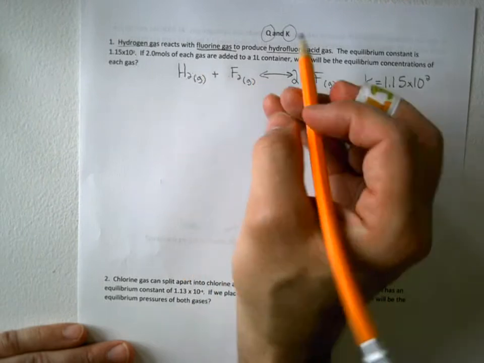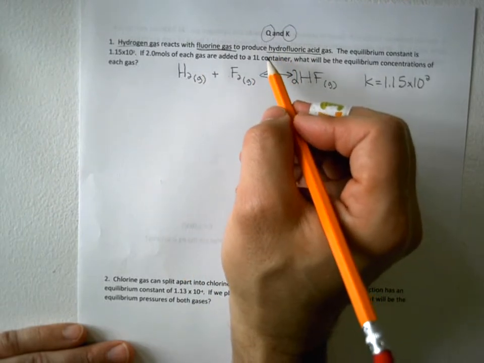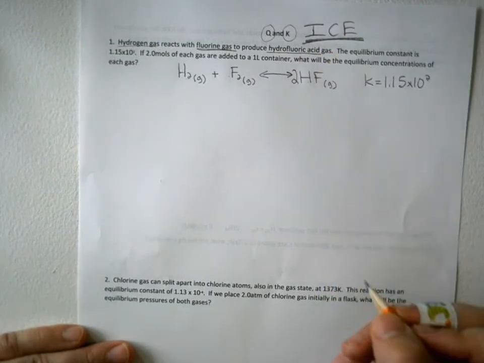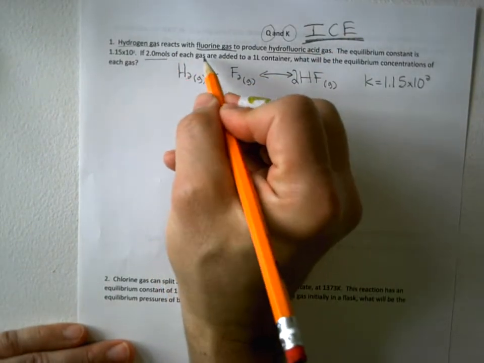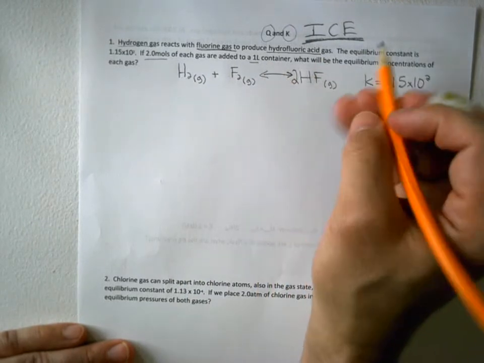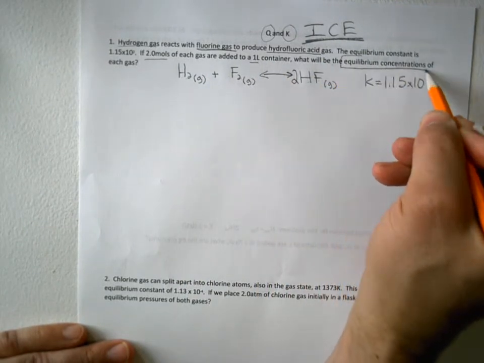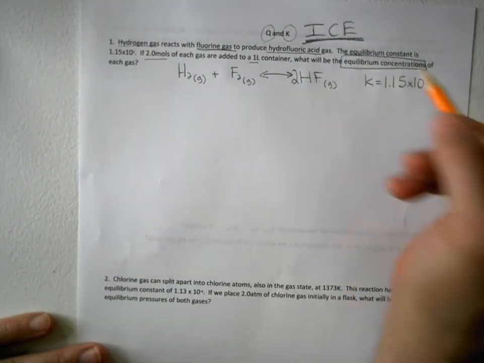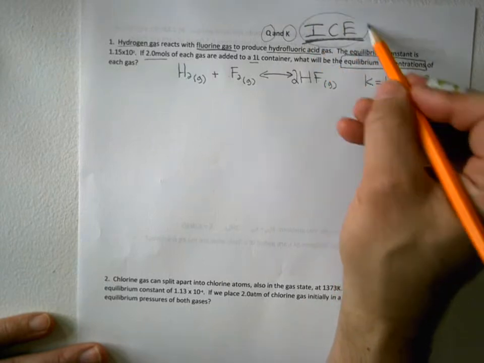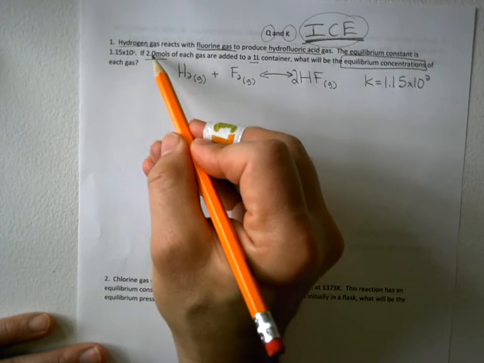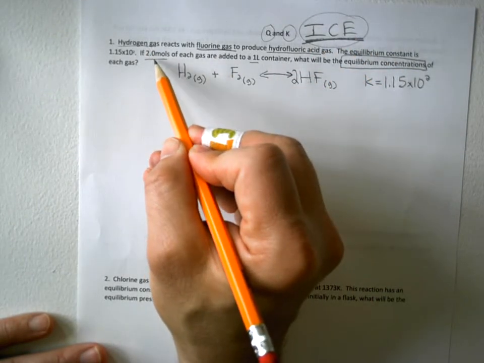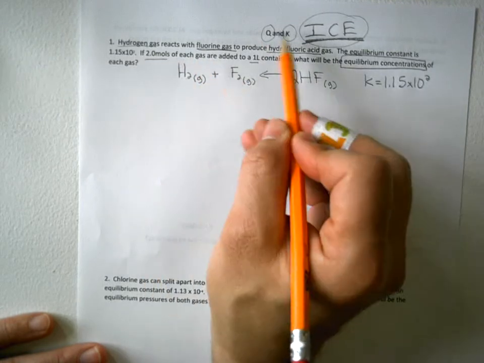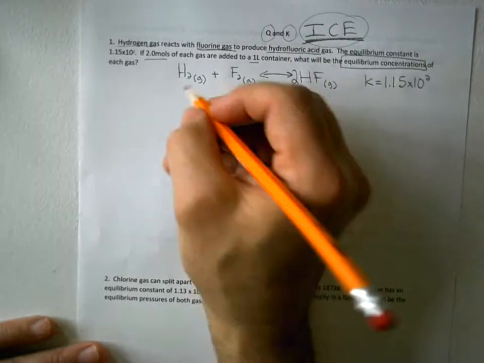Now here's how we know this is an ICE table problem, which is what we're gonna get into here. Why don't we just write that on the top? All of this is gonna be using ICE tables. If 2 moles of each gas are added to a 1 liter container, what will be the equilibrium concentrations? So there we go. Whenever a problem talks about what are the equilibrium concentrations, I want you to be thinking, if we're not given any of those values, we're probably gonna be doing an ICE table. So we're gonna turn the right now, the Q, into the equilibrium values, K.